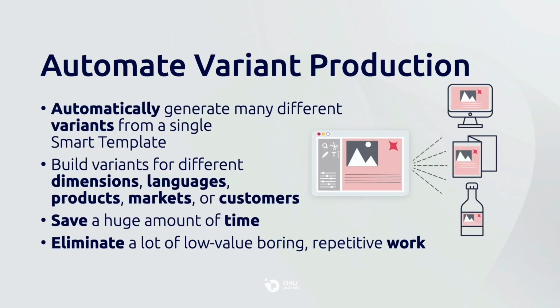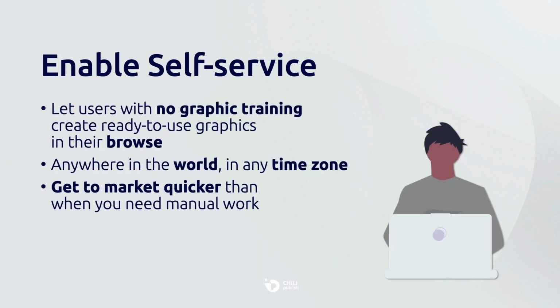If you remember, that variant production was that manual work that took so much time, so much money, and that involved so much risk. So you can automatically generate all the many different variants from a single Smart Template. You can build variants for different product sizes, different dimensions, different languages, different markets it's going to, or even different individual customers if you want to. This saves a huge amount of time and eliminates a lot of what designers consider low-value, boring, repetitive work. It also allows you to enable self-service. So you can let your users with no graphic training create ready-to-use graphics right in their browser.